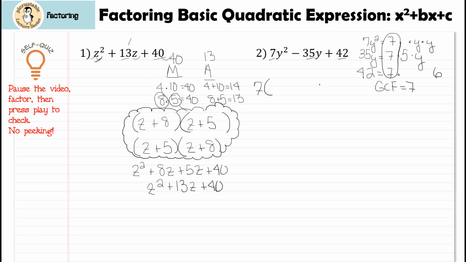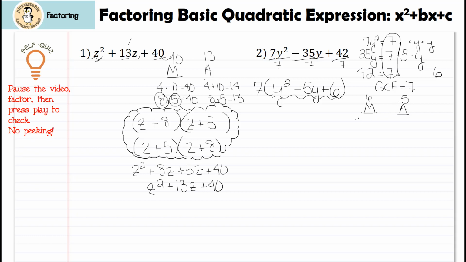Here's my 7 and my parentheses. 7y squared divided by 7 is y squared. Negative 35y divided by 7 is negative 5y. 42 divided by 7 is actually 6. Cool. Now we need to try and factor this one. Most of the time it works, but sometimes it doesn't. I need to multiply to 6, all right, but it also has to add to negative 5.